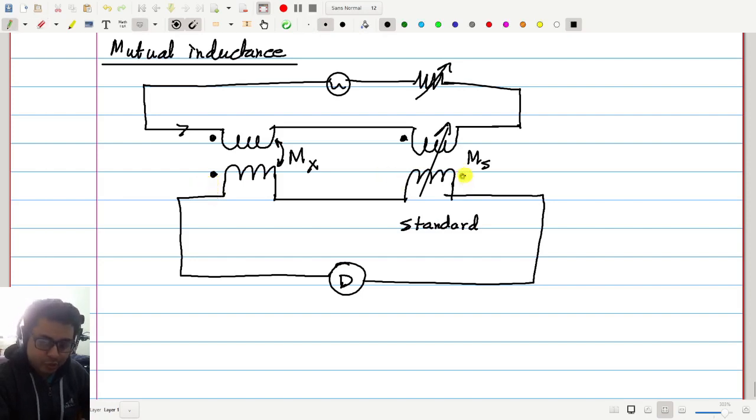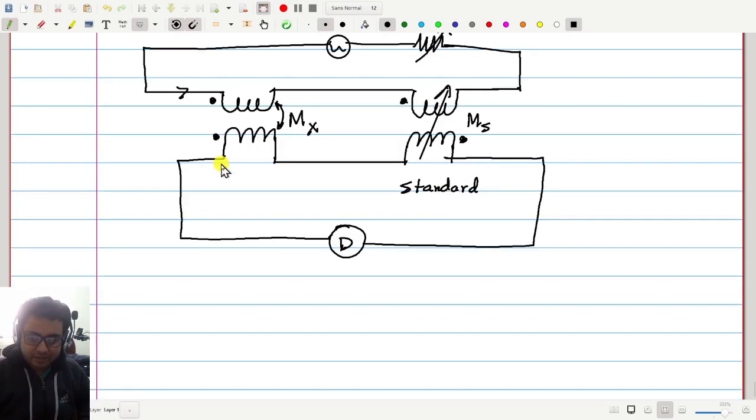Okay, so suppose we do not know the dot of the unknown one, then you can connect it arbitrarily and then check whether you get balance or not. If you don't get balance, maybe you connect it in the opposite direction, and then if you get the balance, then you will be sure here should be the dot. Okay, fine.